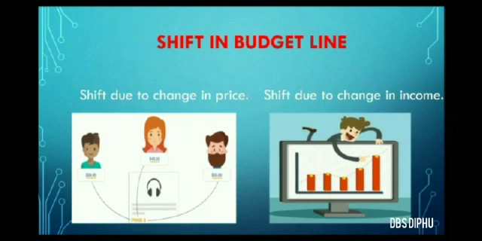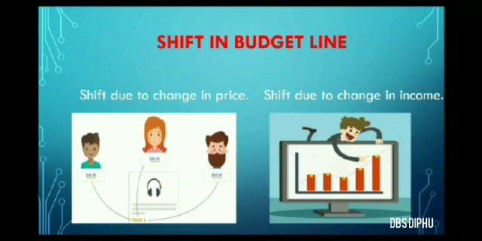Point number 2 is shift due to change in income. Income is another vital agent that leads to a shift in the budget line. An increase in the consumer's income means expansion of his or her purchasing power and vice versa, thus leading to a shift in the budget line.